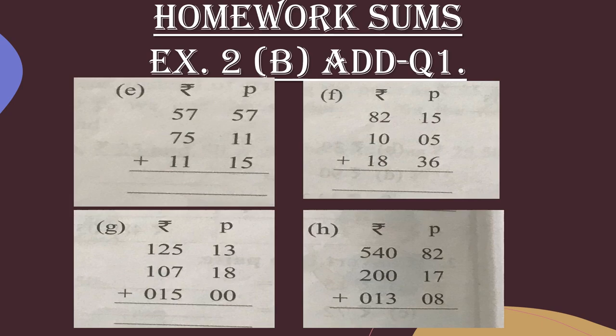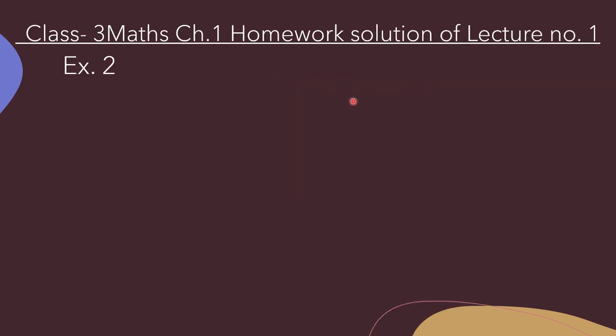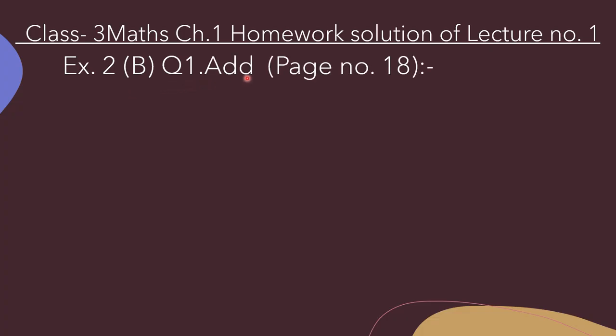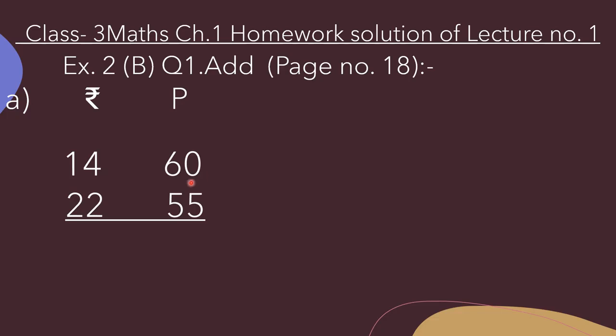Understood beta? Now, the homework solution of lecture number 1. I had given you exercise 2B question number 1, add, from page number 18. So, let's discuss parts A to D. Here in A part, the units are rupees and paise: 14 rupees 60 paise and 22 rupees 55 paise. Now, we have to add both the numbers. So, let's start from our right hand side.